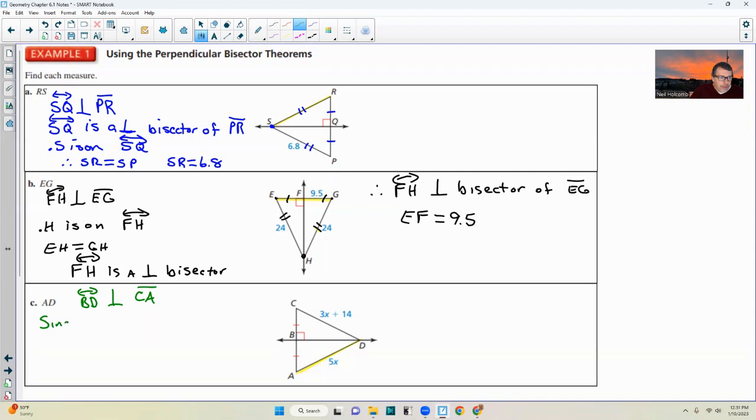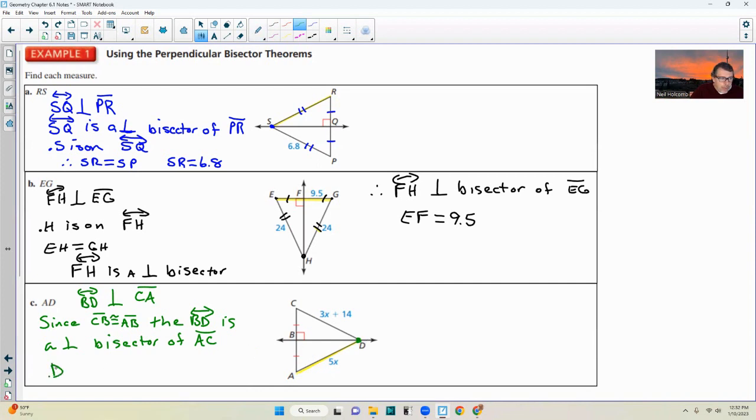So since segment CB is congruent to segment AB, then line BD is a perpendicular bisector of segment AC. And now we have a point D right here.